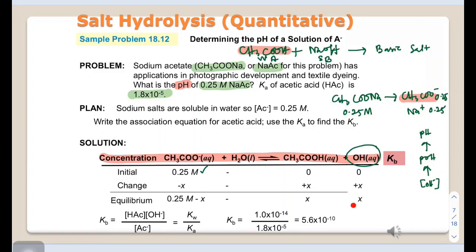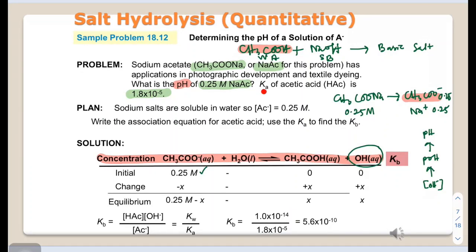To solve x, as we have learned in equilibrium, we have to use the K expression. In this case, since acetate is a base, but the K that is given is Ka, the acetic acid dissociation constant, we have to calculate the Kb first. This Ka is for the acetic acid, however we want to look at the base dissociation, the conjugate base dissociation. So we have to calculate the Kb.